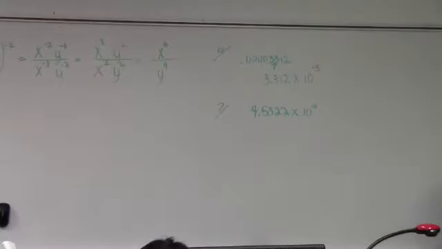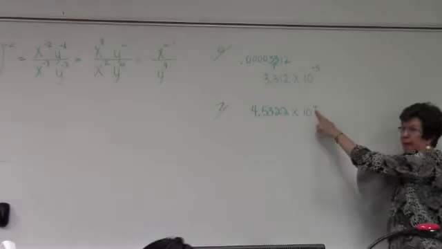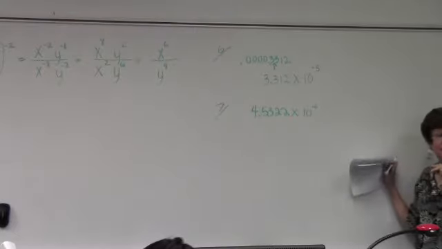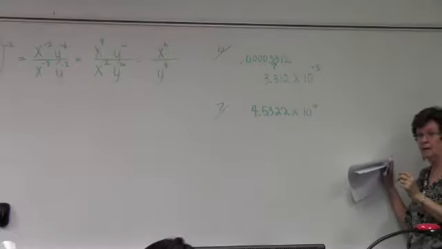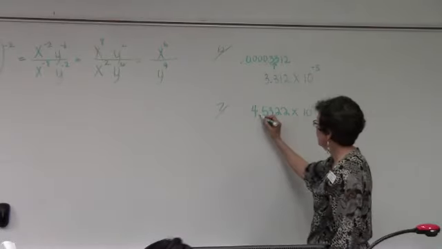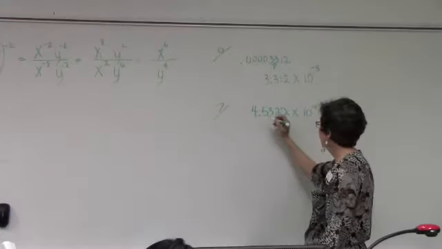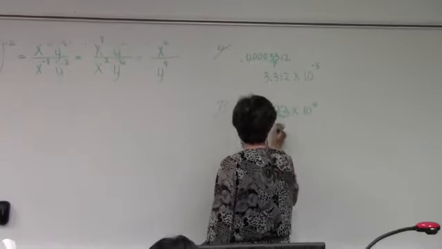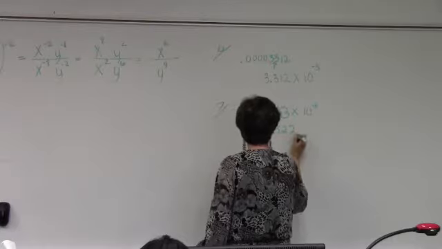Okay, now I'm going to move my decimal. This tells me to move it this number of places, 4, and again, that's a positive 4. So I'm going to make my number big. I'm going from here 4 units to the right in order to make this a larger number. 1, 2, 3, 4. So 4, 5, 3, 2, 2.